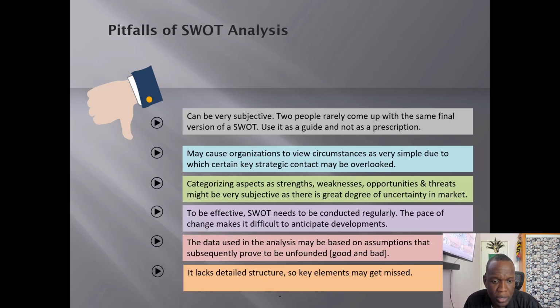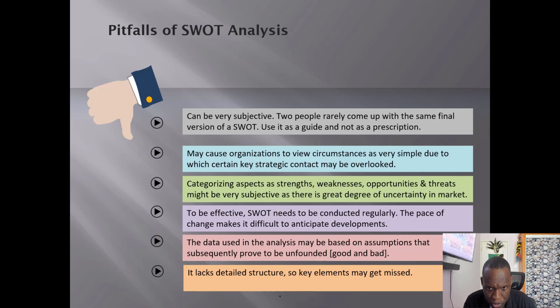Some downsides of the SWOT analysis: it can be very subjective. Would two people really come up with the same final version of the SWOT? Use it as a guide and not as a prescription. As I said, it's a guide, because somebody might view something as a strength that someone else views as a weakness. You might say, okay, that's a strength in our company. Somebody might say, no, that's a weakness, because it's subjective. Right? That's why you have a discussion.